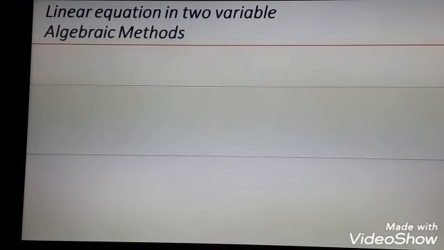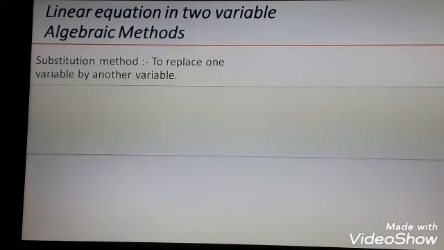There are three types of algebraic methods. One is the substitution method, another is the elimination method, and the third one is the cross multiplication method. Now we'll learn them one by one. In this class we are going to learn only one, that is the substitution method. Now substitution means to replace. Here the equations are there, and we can replace one variable by another variable.